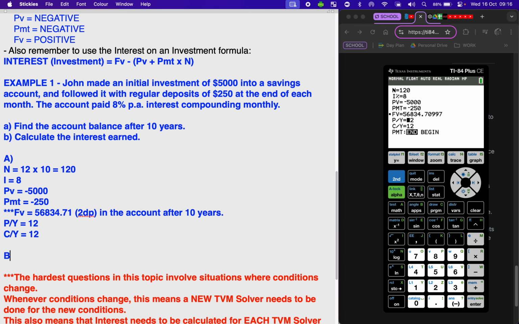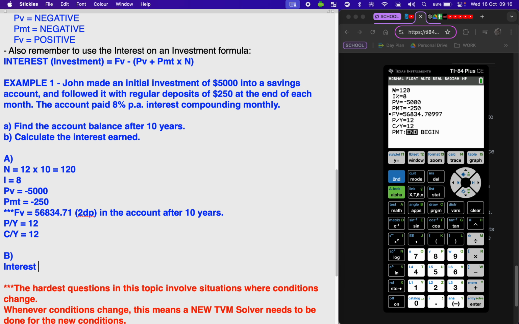And let's quickly answer B while we're here. Interest. What did the account grow up to? Is that what we just found? Yeah. $56,834.71 minus the amount of money that John's put into the account. Is that a bit more complicated than Lewis's version? Because he put a chunk in and he also put regular payments. So what was the chunk that he put in? $5,000 plus how many payments of 250 did he do? Not 12. 120 payments of 250.